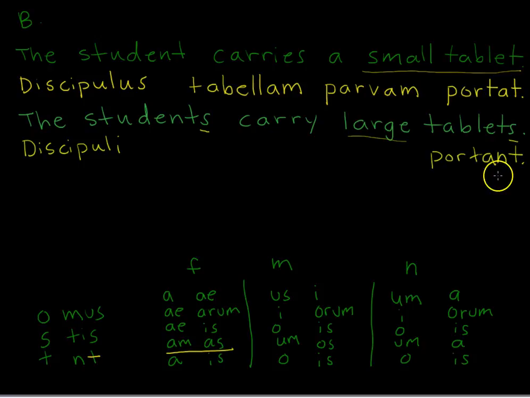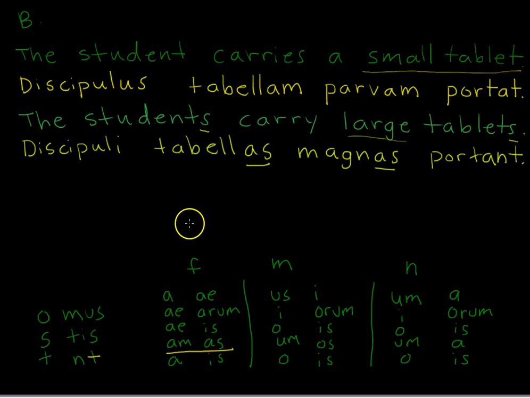Discipuli portant. What are they carrying? They are carrying large tablets. So it was tabellam. That is one tablet. But looking down here, it's going to be in the plural. It's going to be tabellas. And it's not going to be tabellas parvas because they're not small tablets. They're large. When we make something large, we magnify it. Magnas. Tabellas magnas. There it is, agreeing.